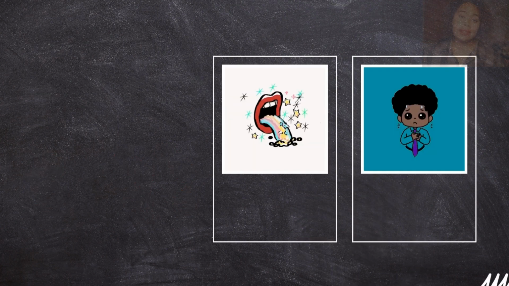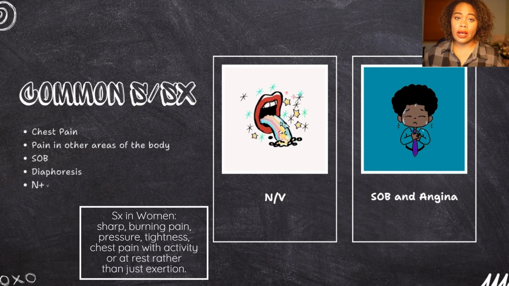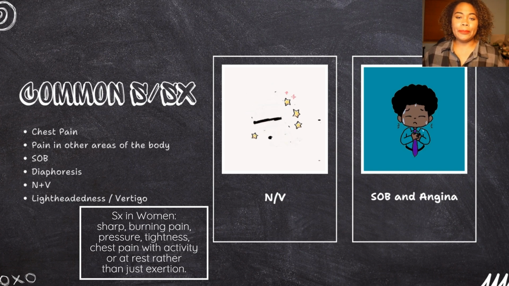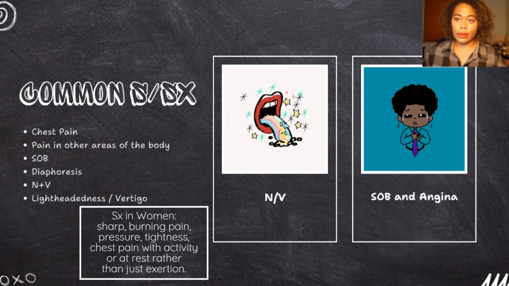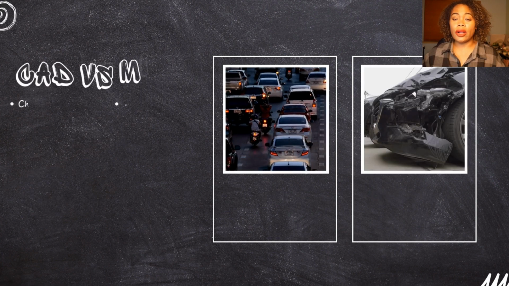And here we have the main symptoms of coronary artery disease. They're very similar to other heart conditions. So you have your nausea, vomiting, diaphoresis, lightheadedness, presyncope, or dizziness, vertigo. You will also have some shortness of breath, pain in other areas of the body, and chest pain. Chest pain is the main symptom of coronary artery disease, or angina. Let's talk about the difference between coronary artery disease and an MI or a heart attack.